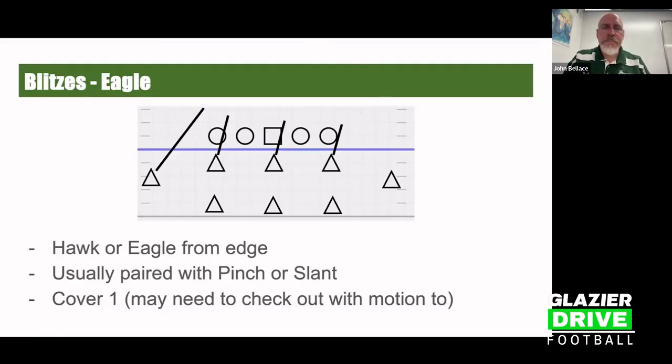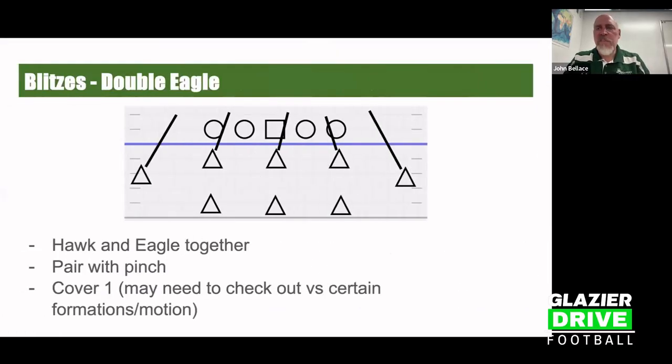All right. Double eagle, we don't do this a ton, but when we do, we're sending both guys. We would always pair this with pinch for the same logic. We don't want them to be in the same gap. And we would pretty much always put this in cover one with the understanding that there may need to be some motion checks if we don't have enough people behind it. You could definitely sneak these guys out if that's a thought that you have, though it will make you a little bit thinner in here.